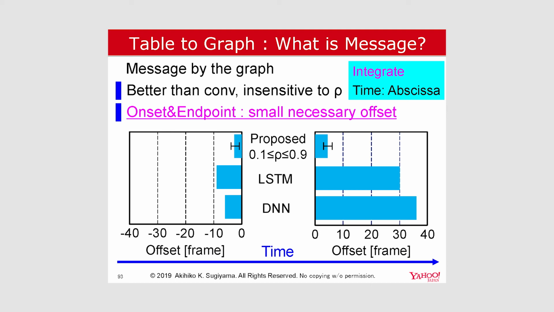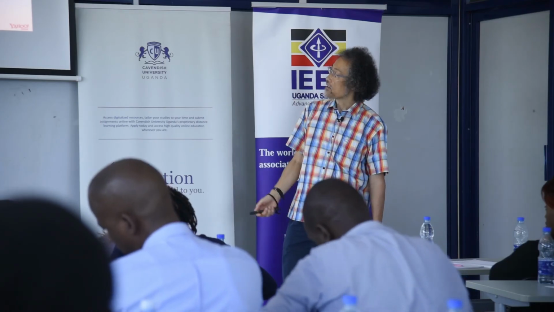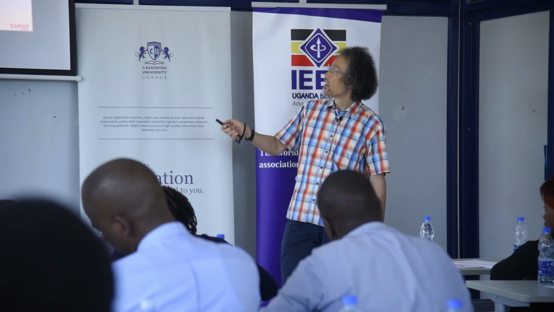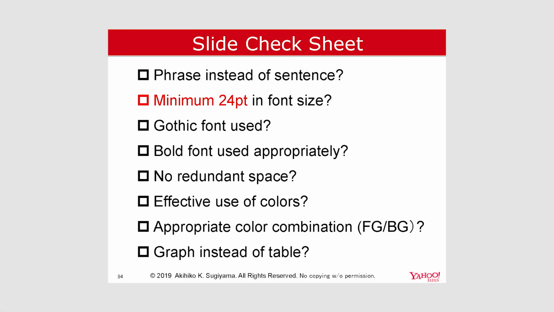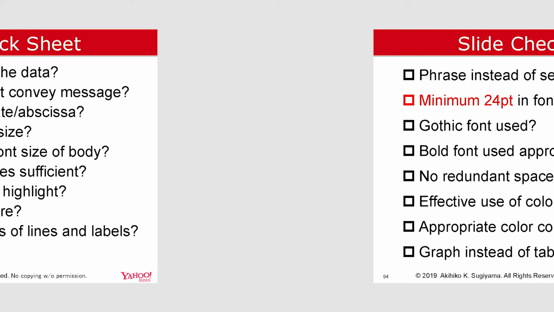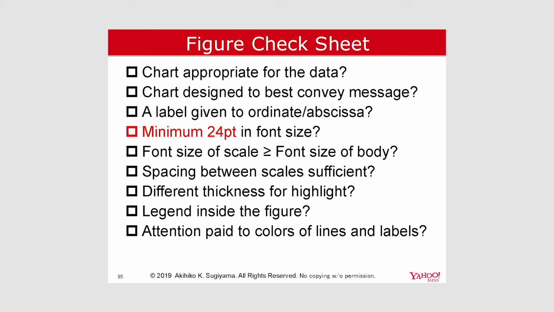In this case, the difference is much clearer. So the point is that let's align the axis. In this case, this is now the time axis for both figures. So you are going to check these points. As I said, this is most important, minimum 24 points when you prepare a slide. And then you can also check all these things. You can also check these things when you prepare a figure or when you have completed the figure. Check these one after another so that you have prepared a good figure.